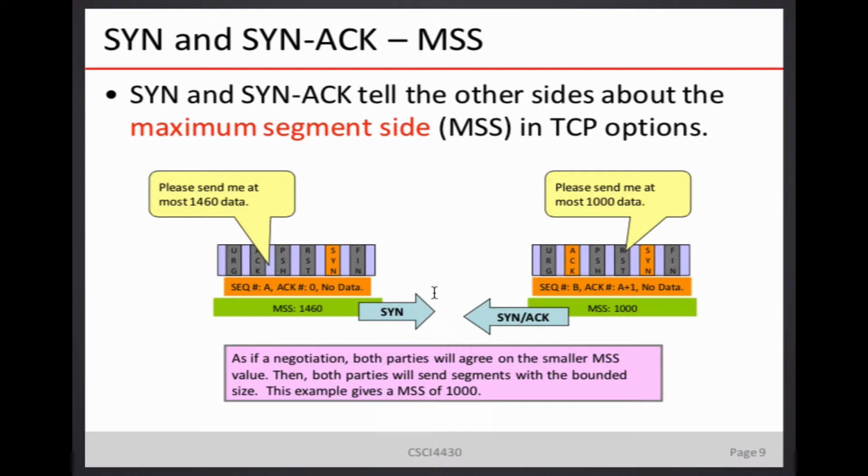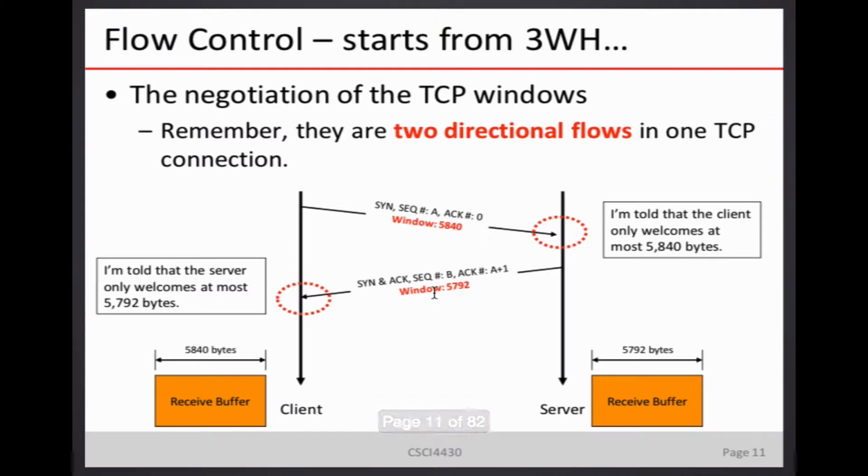So go back. Here it means that we don't want to have such a case that this guy is sending 1460 and the other guy, because of the medium, cannot take that big size. We will have trouble. So that's why in the beginning of the connection we exchange it, and both ends will agree on the smaller value.